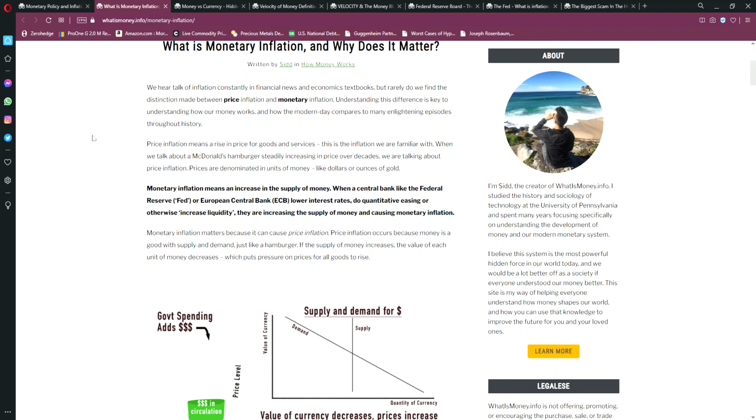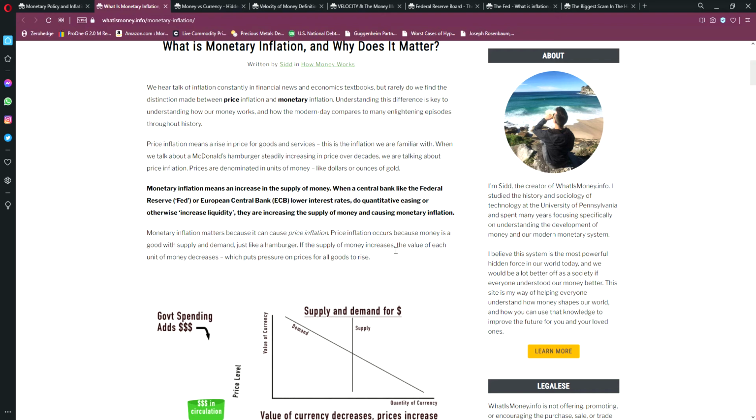Let's read that one more time. If the supply of money increases, the value of each unit of money decreases, which puts pressure on prices for all goods to rise. So in other words, the more currency, not money, the more currency is floating out there. So you hear about spending bills, infrastructure bills, all sorts of bills. That's increasing the supply of the money, okay?